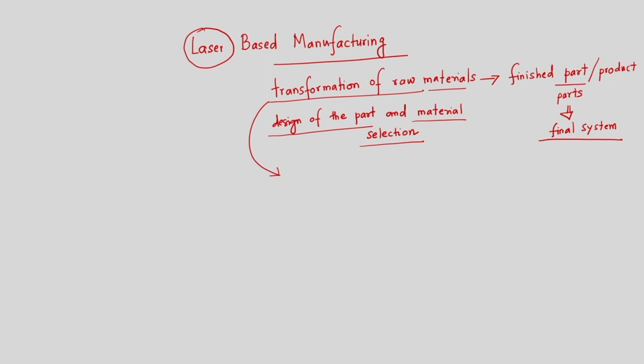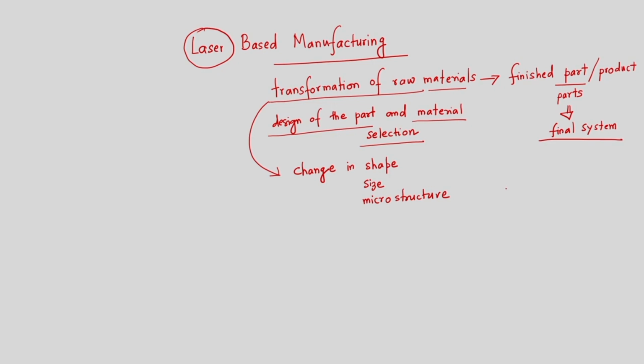Well, what do you mean by the transformation? So, what exactly we are doing in the transformation? In transformation, we are changing the shape, the change in shape of the raw material. We are changing the size of the raw material. Then in some of the processes, there is a change in microstructure as well. So, change in microstructure of the raw material.